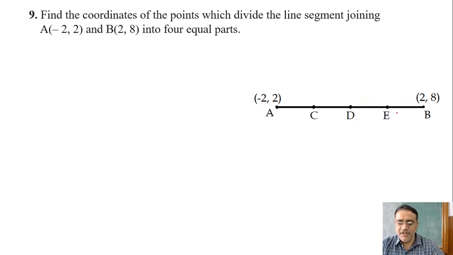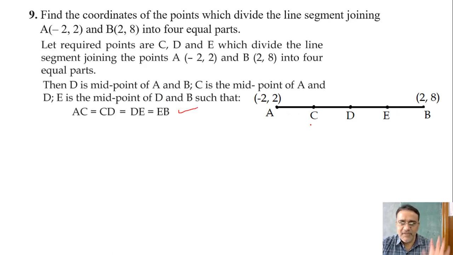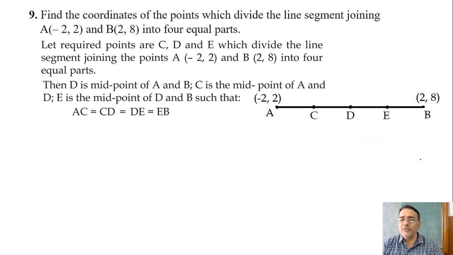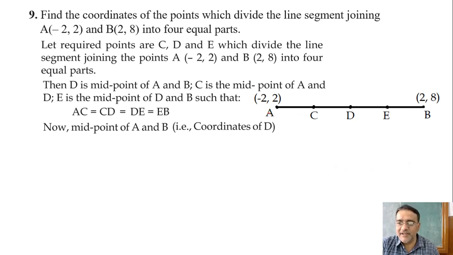Okay. So this question is very easy. So 4 equal parts means AC is equals to CD is equals to DE is equals to EB. Right. So it is clear that D is the midpoint of AB and C is the midpoint of AD. Okay, and E is the midpoint of DB. So we will use midpoint formula in order to find all the coordinates. So let us start with the D, midpoint of AB. Right. So what is the coordinates of D? Minus 2 plus 2/2, 2 plus 8 by 2.